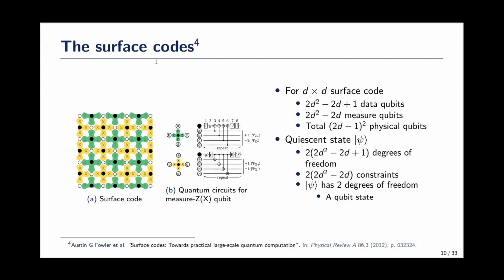The state that is stabilized by all measure qubits is called the quiescent state. It has 2d squared minus 2d plus 1 degrees of freedom from the data qubits, and there are 2d squared minus 2d constraints. So the quiescent state has 1 degree of freedom, a 2-dimensional space, and we can use this as a qubit state.